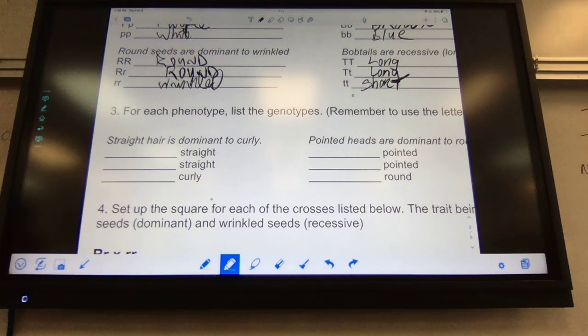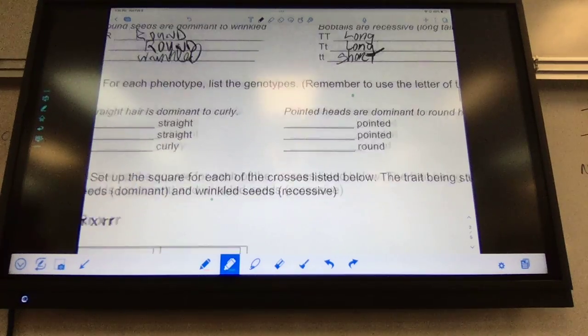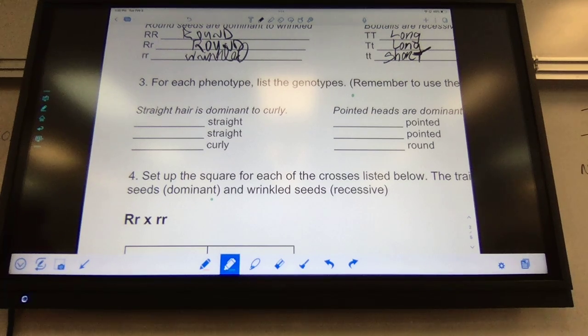For each phenotype, list the genotypes. Remember to use the letter for the dominant trait. So this is capital S for straight, homozygous, or heterozygous.